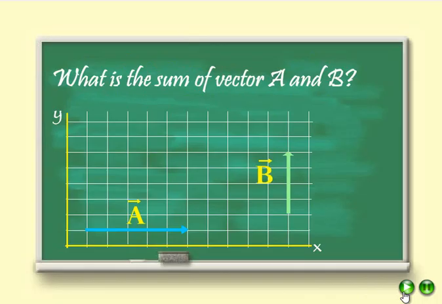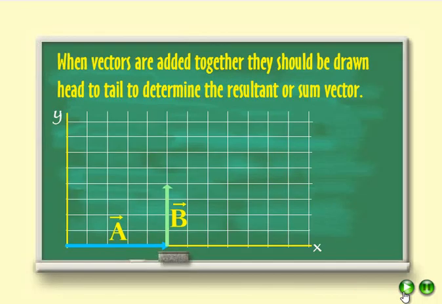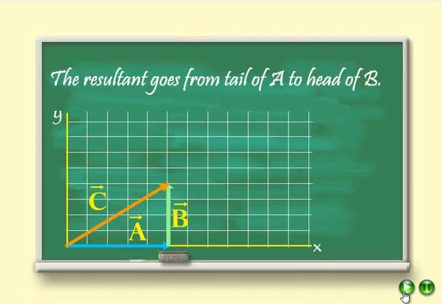Now let's see how we might find the vector sum while adding vector A to vector B. When vectors are added together, they should be drawn head to tail to determine the resultant, or the sum of the vectors being added. The resultant vector should be drawn from the tail of vector A to the head of vector B.